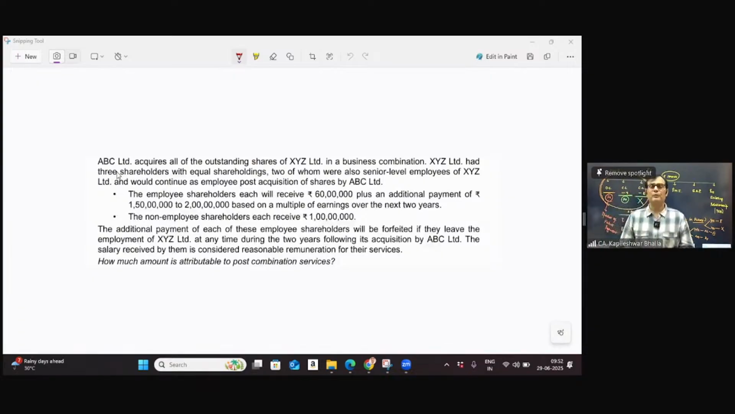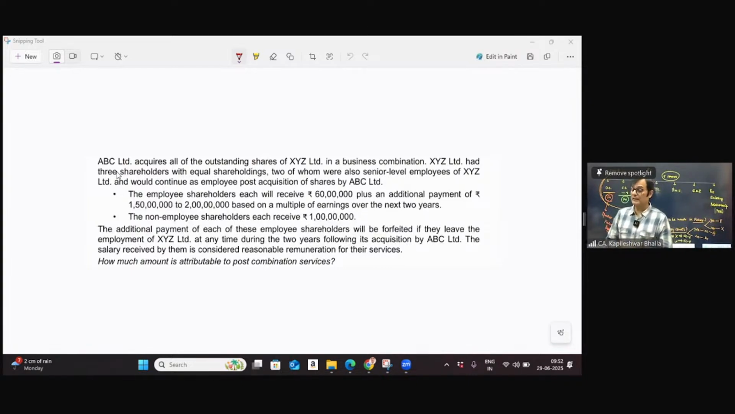So let me put the three questions. Number one, is the payment made in the future? Yes, indeed. Is the payment based on any ifs and buts conditions? Yes, sir. And is there any employment condition attached? Yes. So does this become a CCE or a CCS? CCE. That's right. So that would not be a part of the PC.